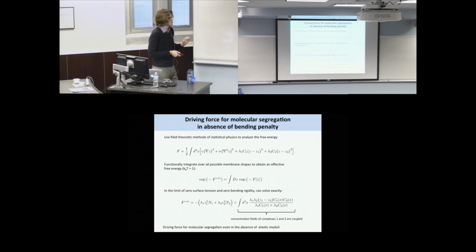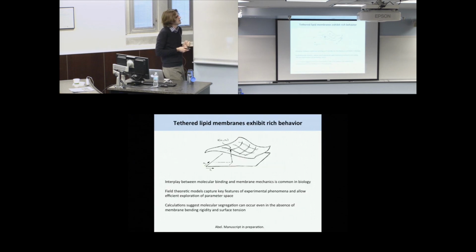And so this gives us a driving force for molecular segregation even when the mechanics of the membrane aren't playing a role in the system. I think this is something that hasn't been appreciated in the literature yet. This is something that we're currently thinking about, the role that gamma and kappa may or may not be playing in cell interactions.